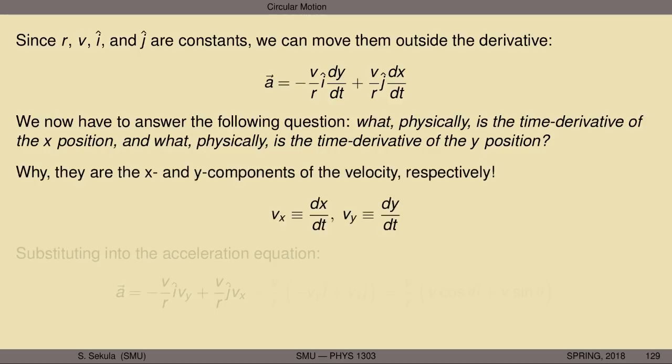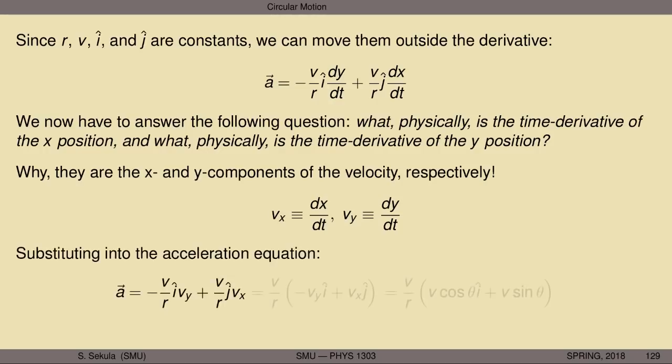Why, these are the x and y components of the velocity vector. Dx dt is the velocity in the x direction, and dy dt is the velocity in the y direction. And together, these components, with proper unit vectors and signs, form the full velocity vector v. So if we substitute that into the acceleration equation, now acceleration is equal to negative v over r I hat vy plus v over r j hat vx.